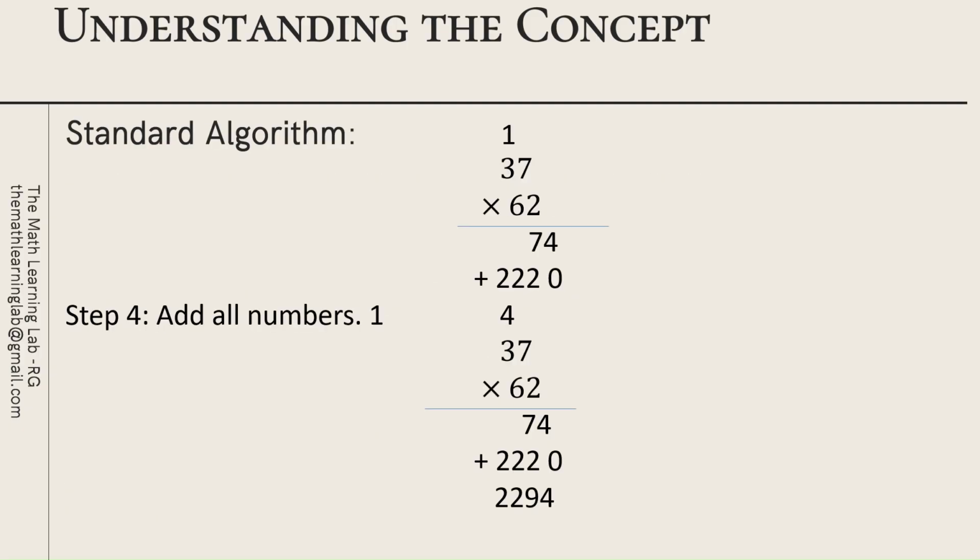So here is a representation. 37 times 62. First step, I multiply 37 times 2. I have 74. Write down the 0 in the ones place, so I write down 0 below the 4. Now 37 times 6 is 222. I add them all. I have 2294.